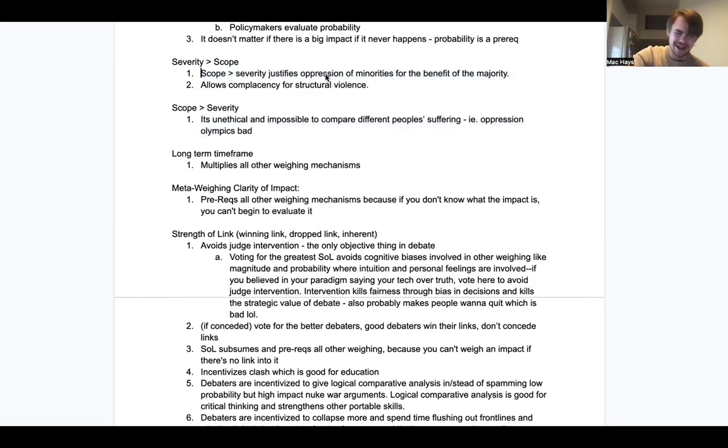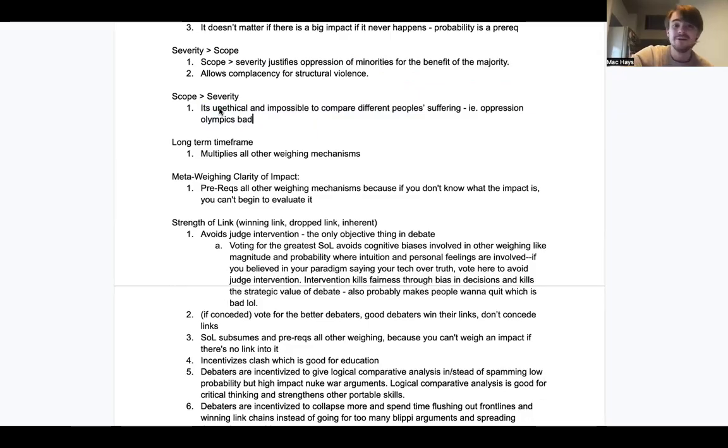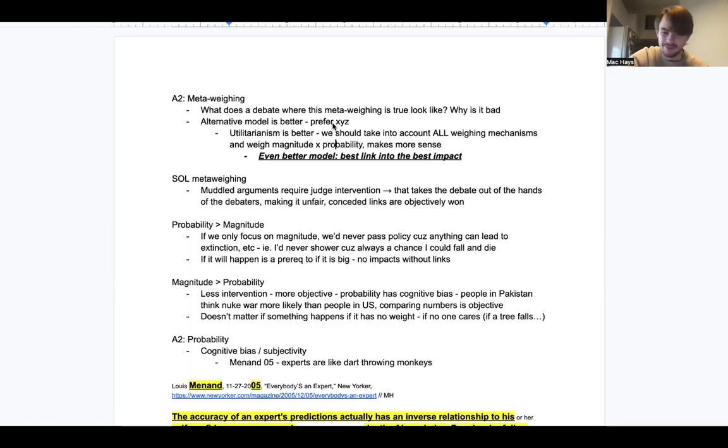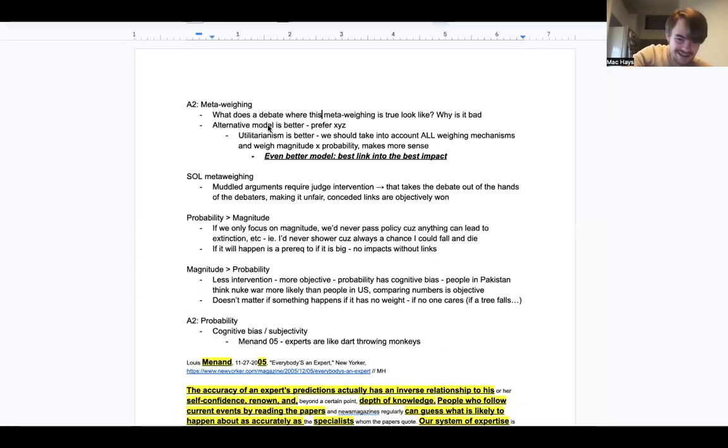Scope over severity weighing justifies oppression of minorities for the benefit of the majority because you are prioritizing more people over a greater effect on each person. So you just sacrifice a bunch of people for a very minor gain for more people. But scope over severity is good because it's unethical to compare different people's suffering. You wouldn't do oppression Olympics, and scope is more objective. We can actually compare numbers. All of this is nonsense.